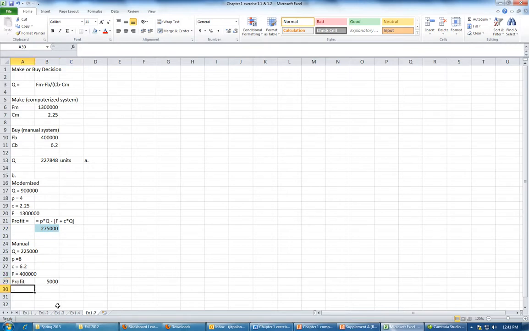Okay, so for question B, we can summarize that the clipping service should be modernized because of the higher contribution profit.